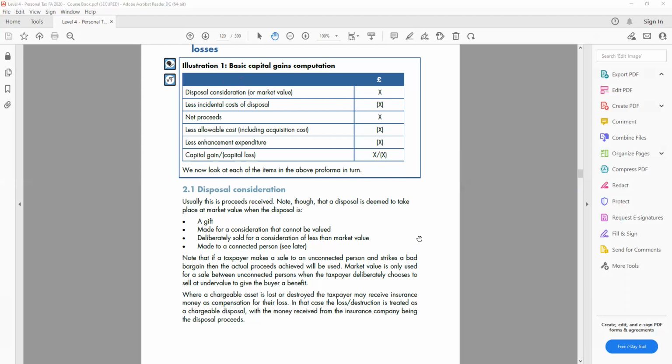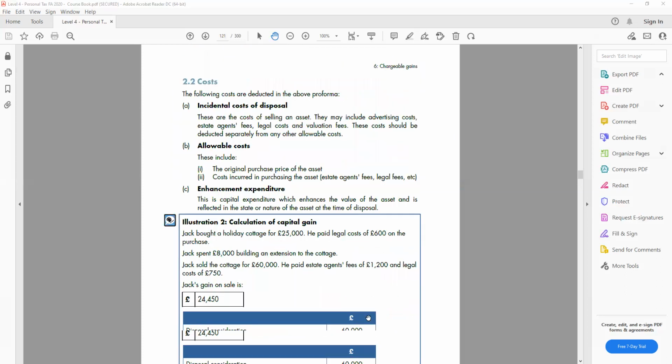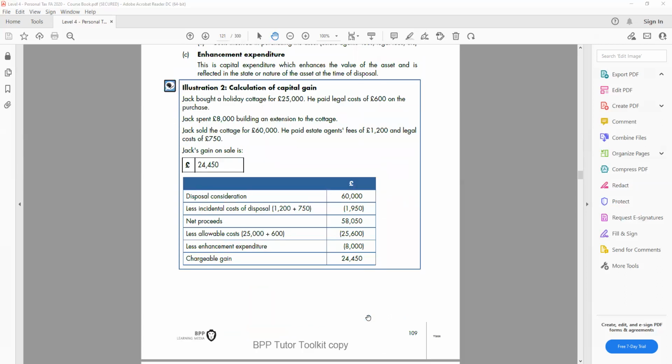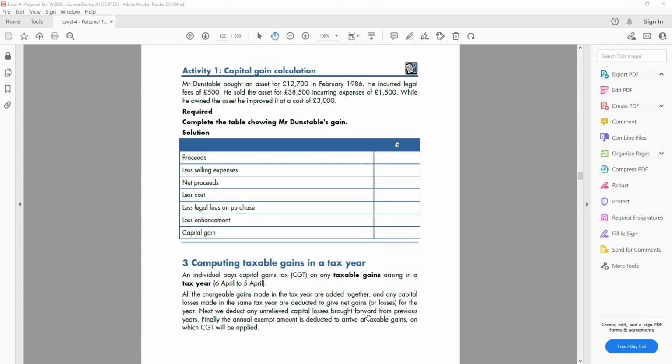Let's look at one example, then hopefully you'll understand more. Okay, so let's look at activity 1, capital gain tax calculation. Mr. D bought an asset for 12,700. This is the acquisition cost, in February 1986. He incurred a legal fee of 500. So when he bought this, he paid a 500 legal fee, so that will be part of the cost as well.